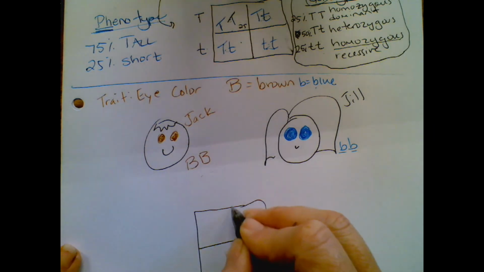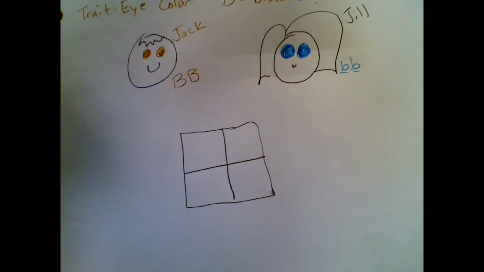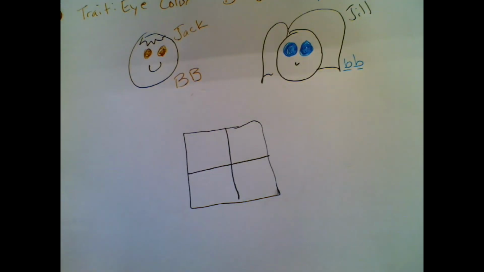While you're trying to draw them their square, Jill starts talking about her amazing blue eyes and how she's the best, and she wants all of her children to have these beautiful blue eyes as well.